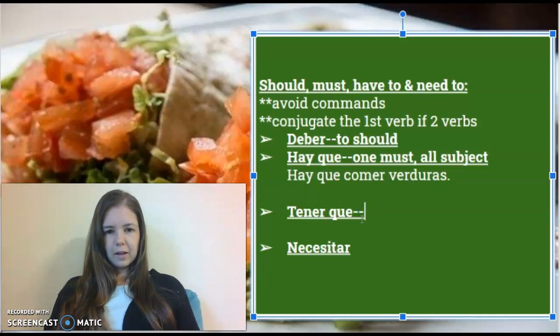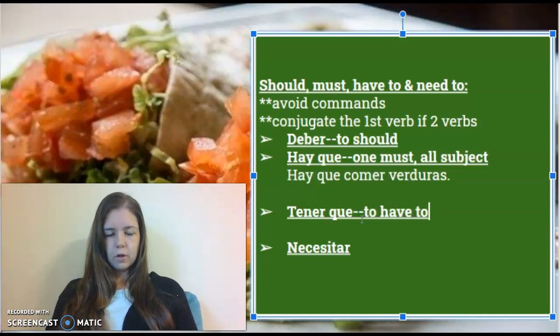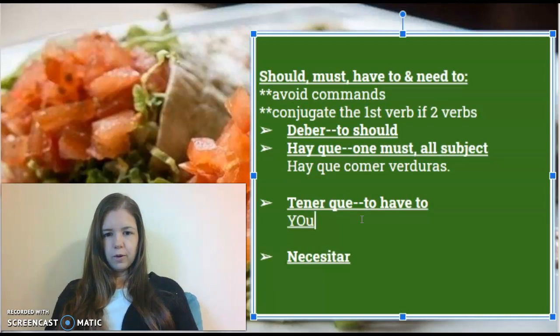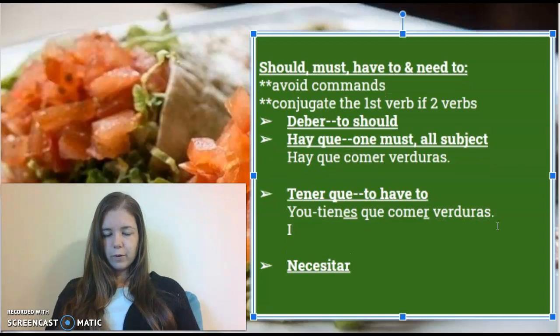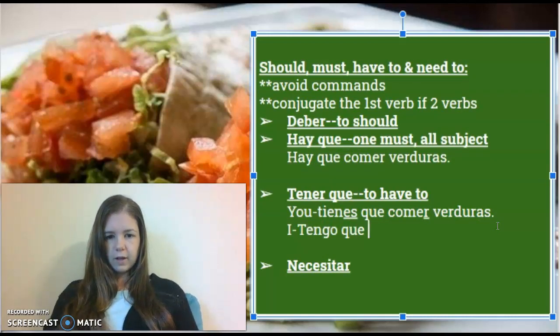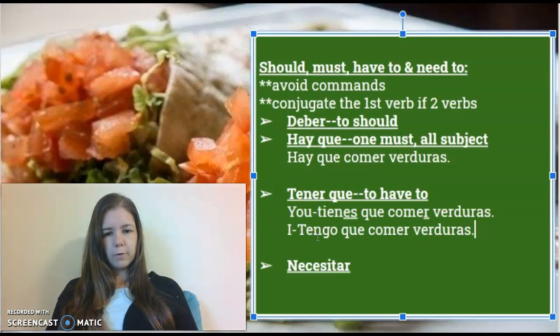Tener que means to have to. So if I want to say you have to eat vegetables, if I'm doing the tú form, I'd have tienes que comer verduras. Notice that tienes ends in the es for the tú form. Comer I left unconjugated. If I'm the one who has to eat vegetables, I'd have tengo que comer verduras. Remember, tener goes to tengo in the yo form. A bunch of other forms have ie in them.